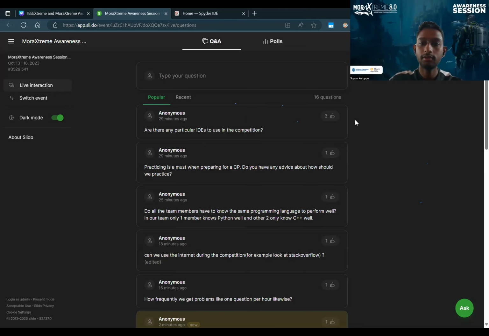A personal preference. So those are some of the suggestions: Spyder, maybe PyCharm, and also VS Code, and those things. Cool.